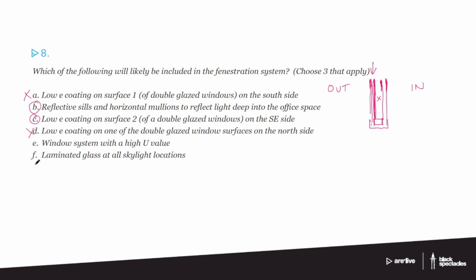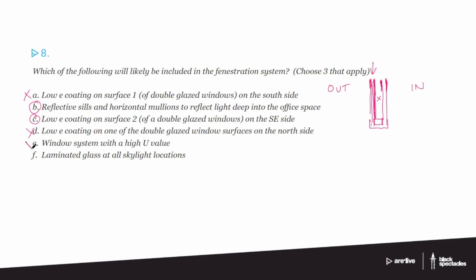And then we have one answer left out of the final 2, window systems with a high U value and laminated glass at all skylight locations. This one is just kind of a trick question about high U value. You want a high R value, and then a U value is the inverse of that. And when we're talking about windows, we usually use U value, not R value, although you can use either. So in this case, you wouldn't want a window system with a high U value, you'd want it with a low U value. You'd want it with a high R value.